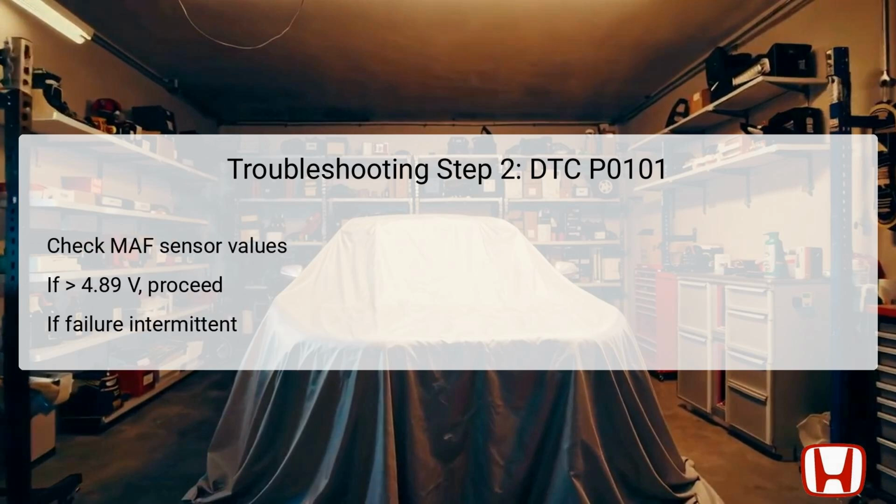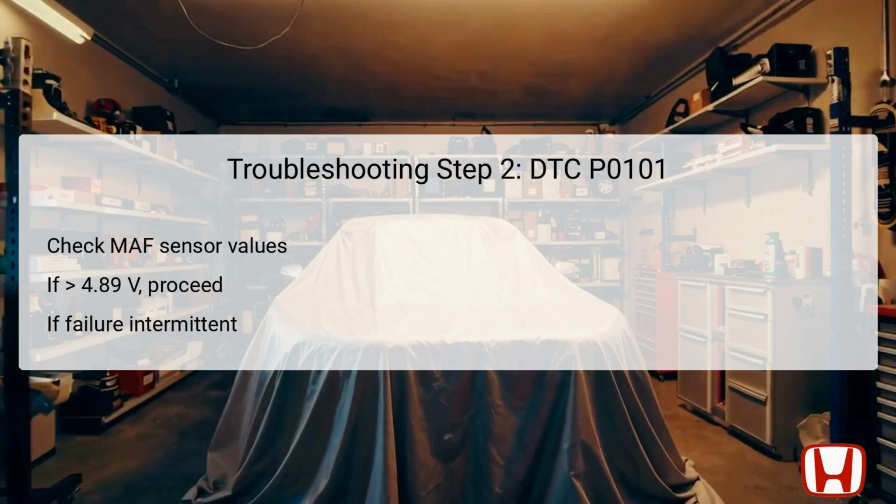In the second troubleshooting step, you will again examine the MAF sensor values with the HDS. This time, you are looking for signals exceeding the threshold of 4.89 volts. If the value indicates higher than expected output, it suggests a possible failure in the sensor or the related circuitry.